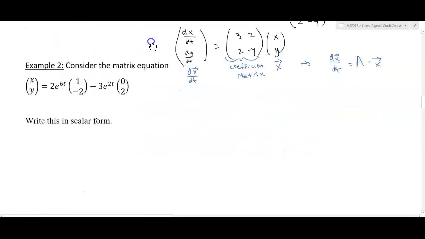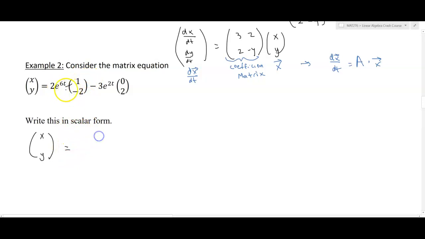So now let's work the opposite way. We have a matrix equation. We want to convert it into scalar form. So we want to have x equals an equation, y equals an equation. So the first thing we're going to do to bring this into scalar form is combine all of this stuff into one vector.